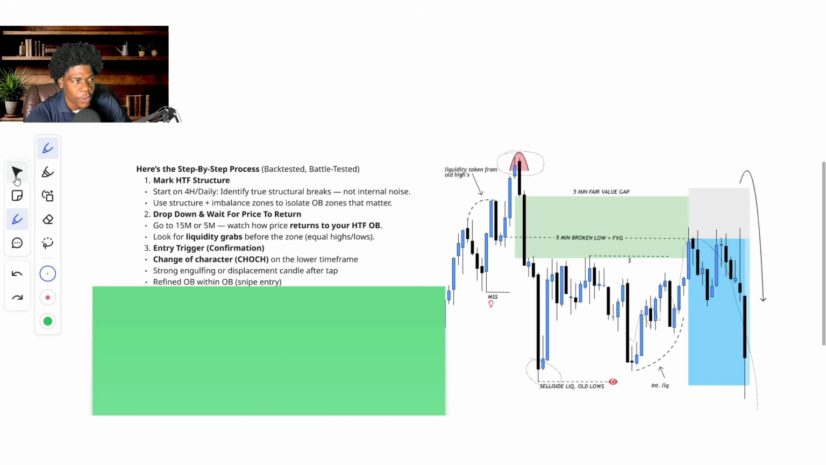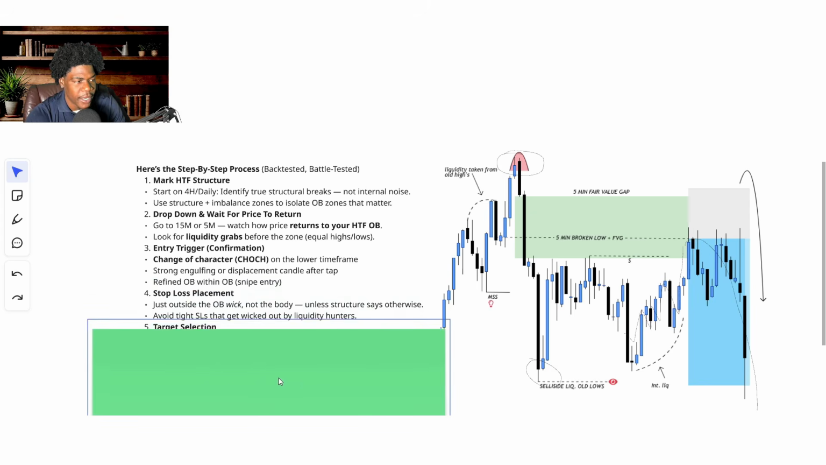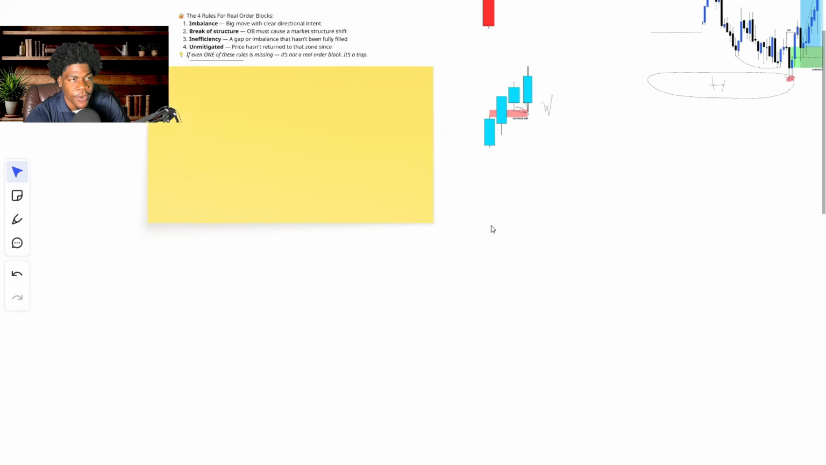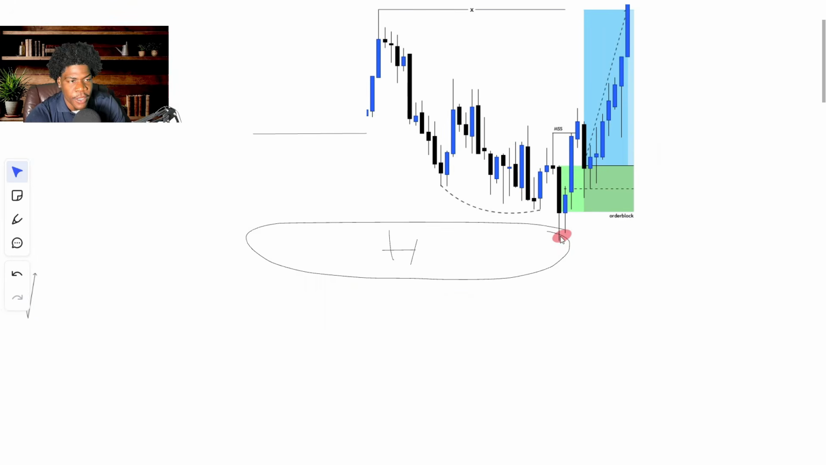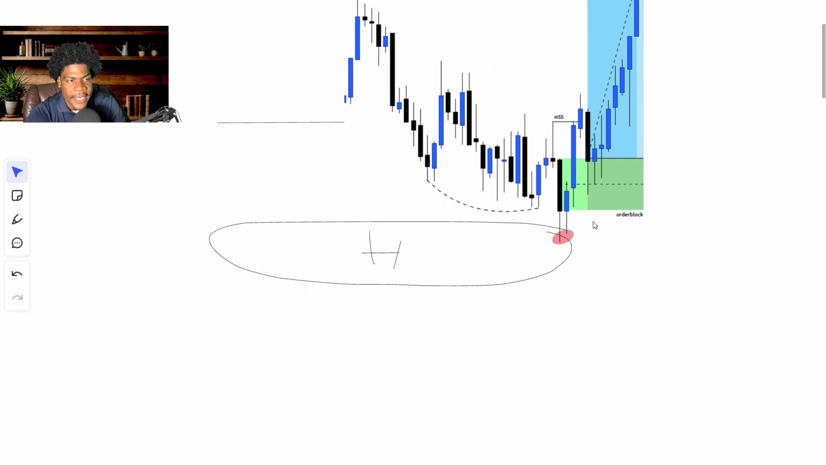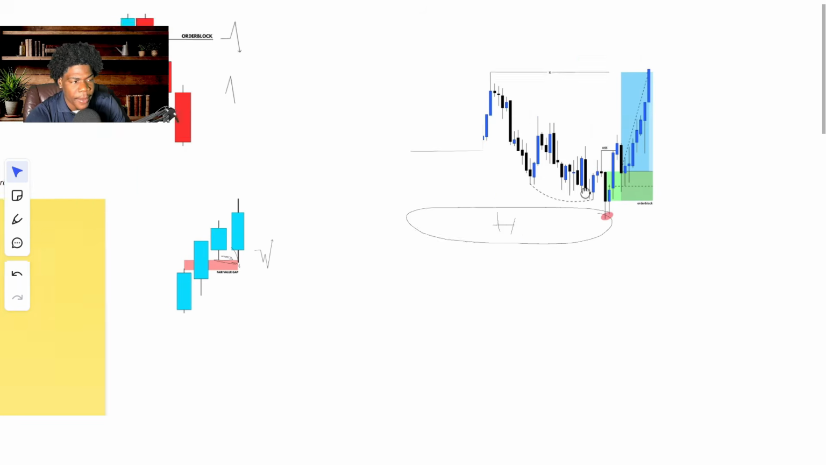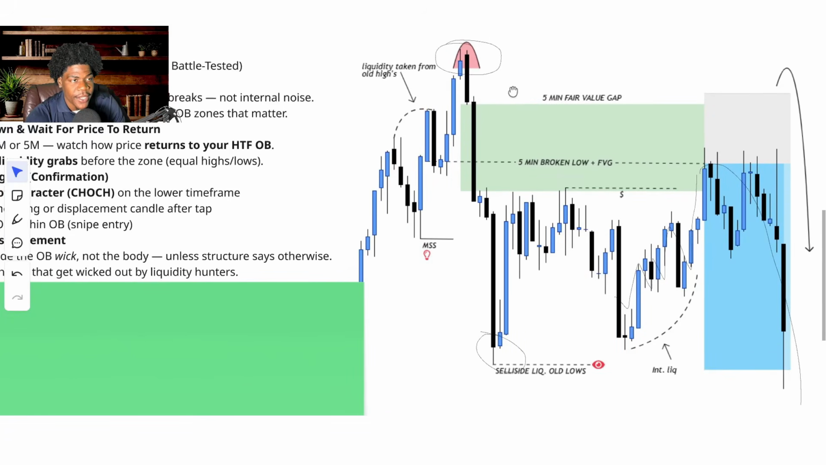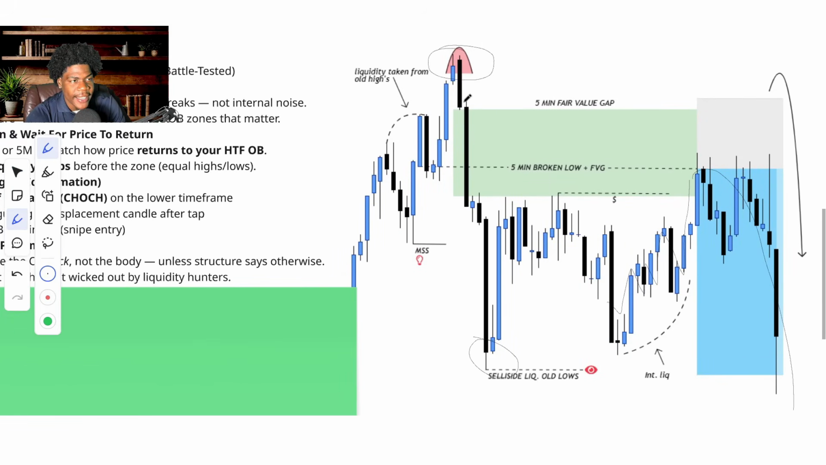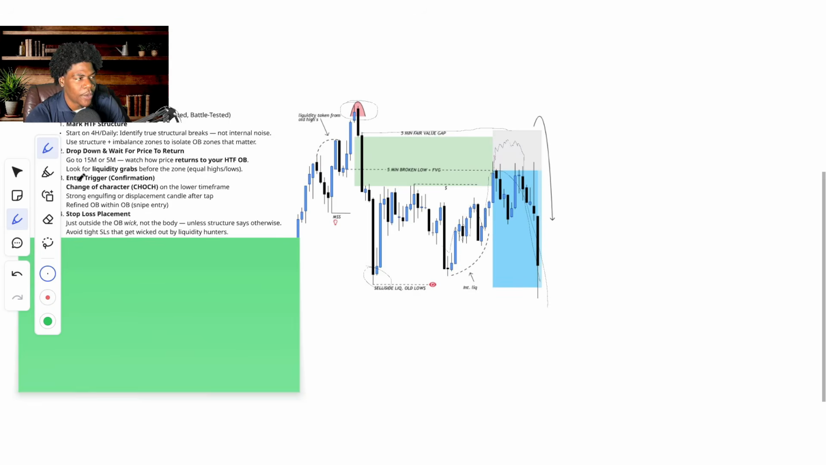But where do we place our stop loss, right? Let me put this right here. Our stop loss is just outside the order block wick, not the body, unless structure says otherwise. As you can see right here, for this one I put my stop loss right at the body of the candle because I knew that this wasn't a rejection order block. But for this one right here, I put my stop loss right at the candlestick wick, just in case price wants to pull back a little bit deeper, play around before it extends lower, right? That's kind of why I do that.